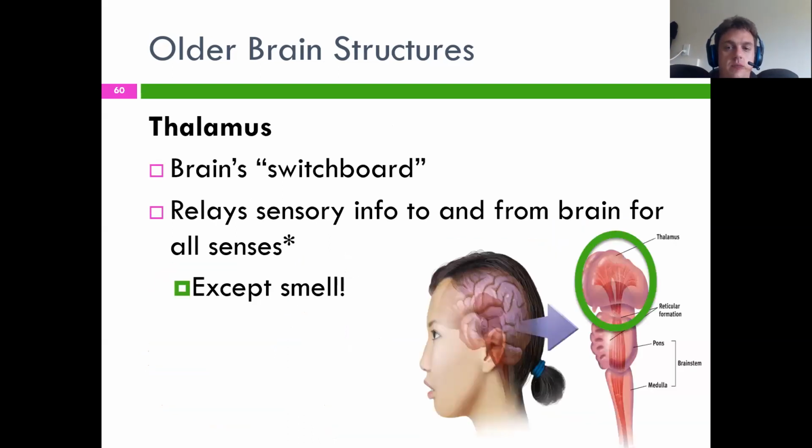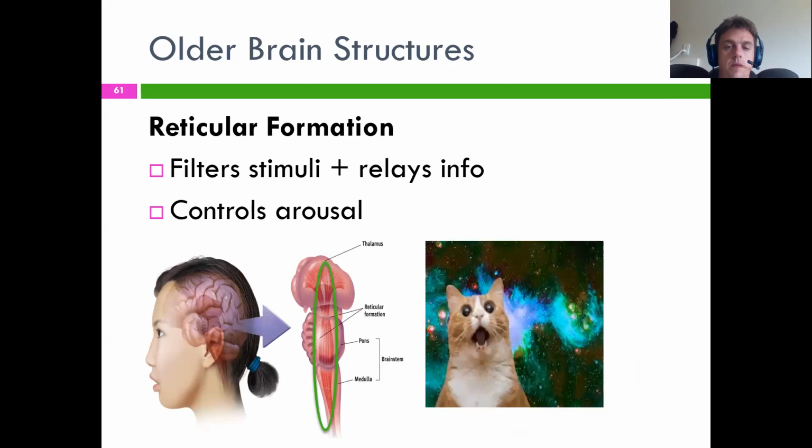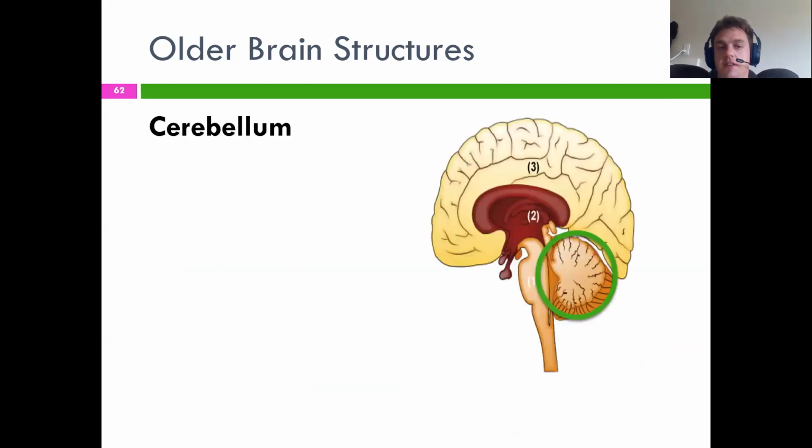So then you get into the thalamus, and you can think of this as the brain's switchboard. This is going to relay sensory info to and from the brain for all senses except smell. So you see something, you hear something, whatever it might be, the thalamus is going to relay this to another part of your brain that specializes in that area. If I get a visual perception, it's going to go initially to the thalamus, which is going to relay it to the area of the brain that's specialized for vision. Smell acts a little bit differently. Smell doesn't really go through the thalamus.